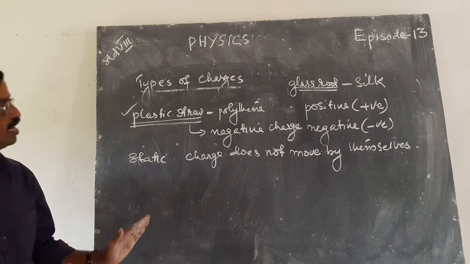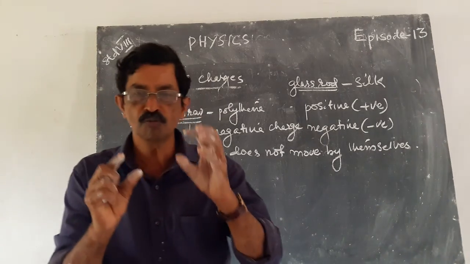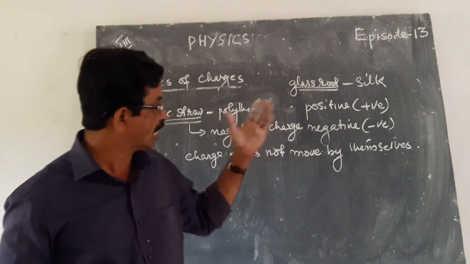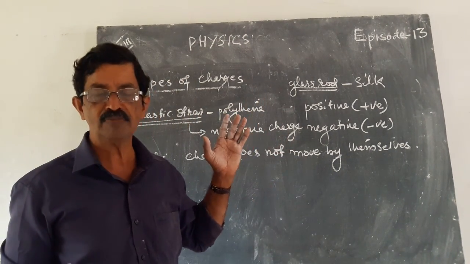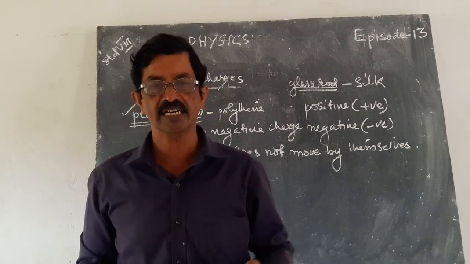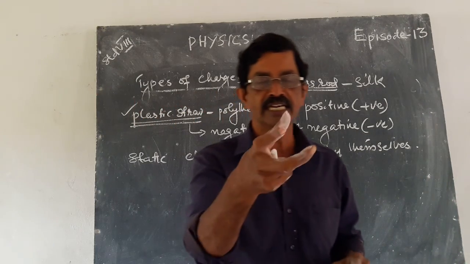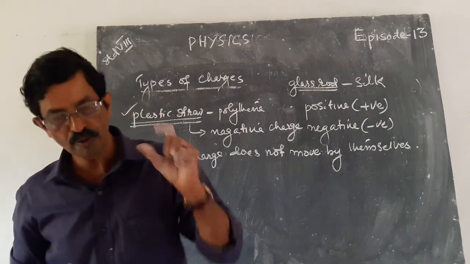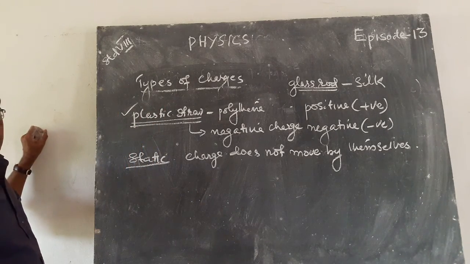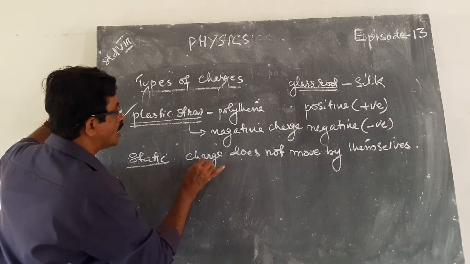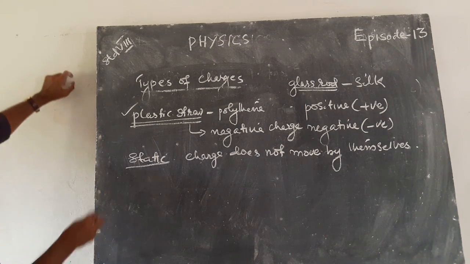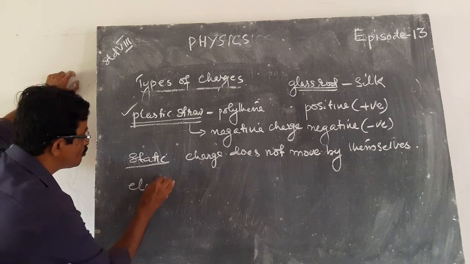The charge produced by rubbing does not move by itself in plastic or glass or this type of bodies. If the charge is moving from one part to another, that constitutes electric current. The charge formed by rubbing is static charge. What is the speciality of that one? Charge does not move by itself. But what is actually electric current?